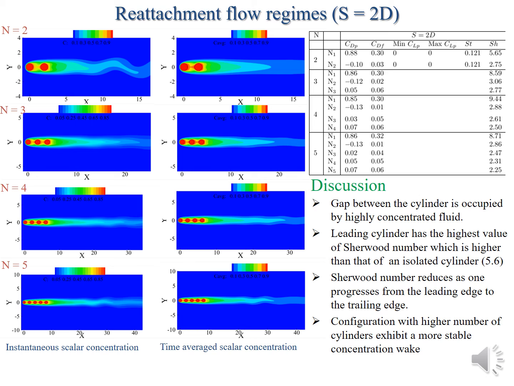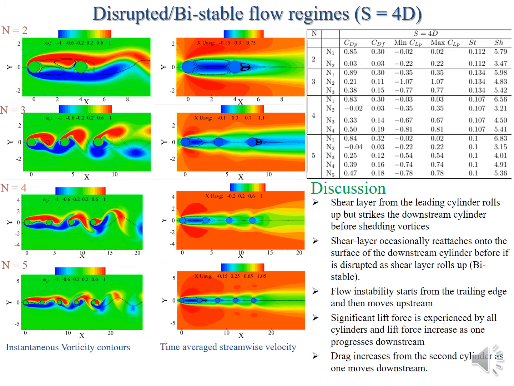All right. So this is the mass transfer structure for this regime, and we find that it is similar to the flow structure. So we have really not much to discuss here, as we have said that at the leading edge, the mass transfer coefficient is much higher than that of the isolated cylinder, and we also find that the structures are similar to the vortices in the flow.